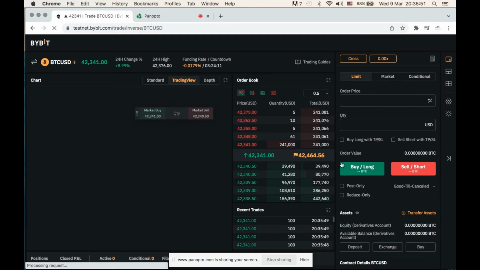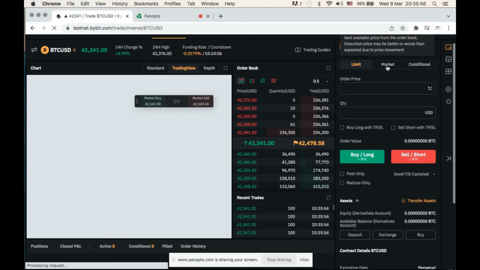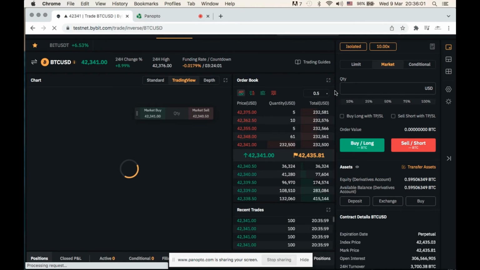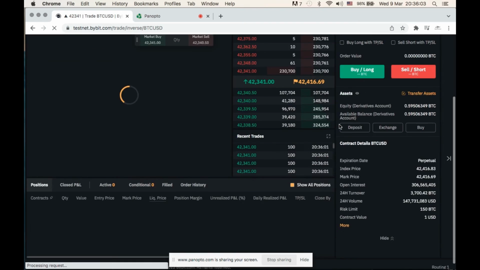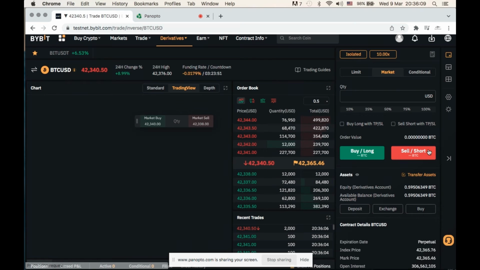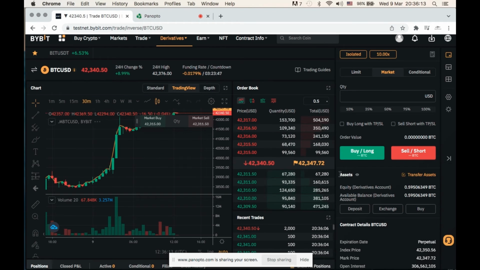So over here, you'll be navigated to this page where you could execute your orders. Apologize for the slow internet. Oh, it's taking a while. Okay, so let's take a look on the right panel over here. You could buy, or you long it, or you sell, or short it. All right. So it also shows you your assets, your equity, available balance in this account.